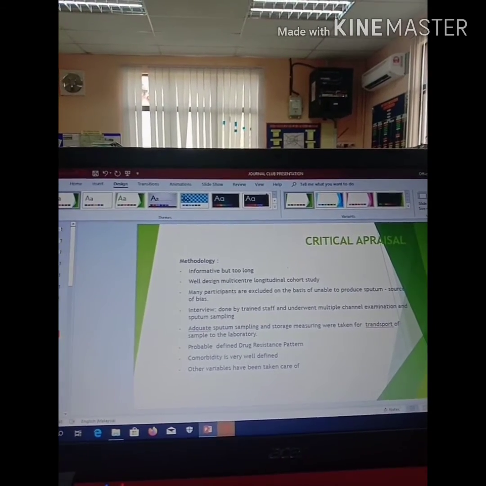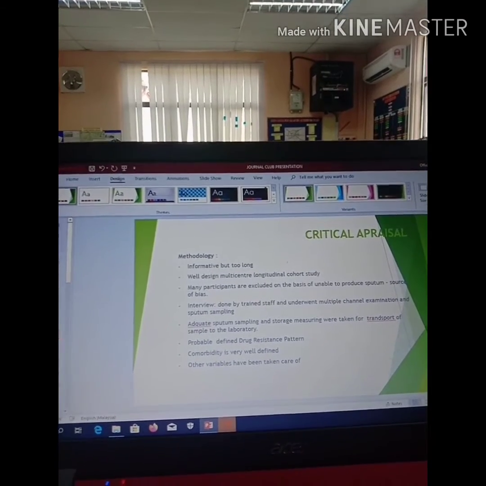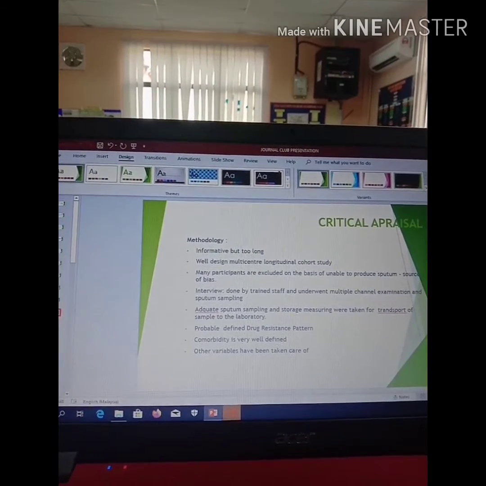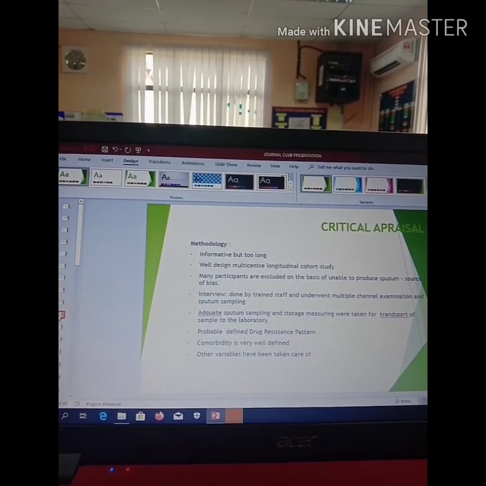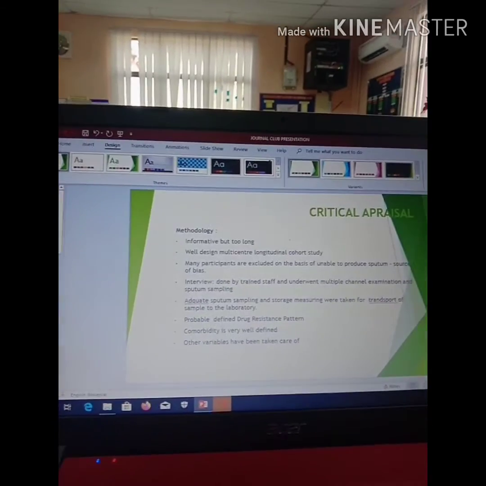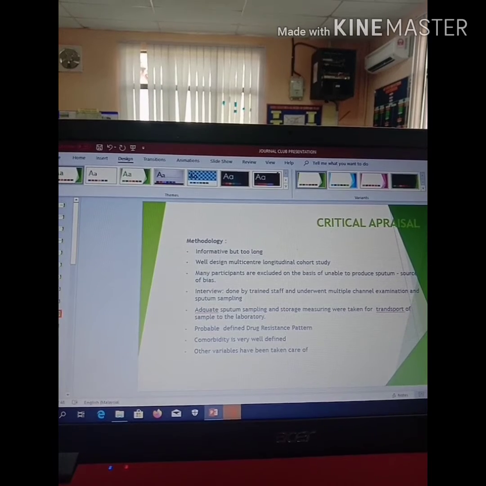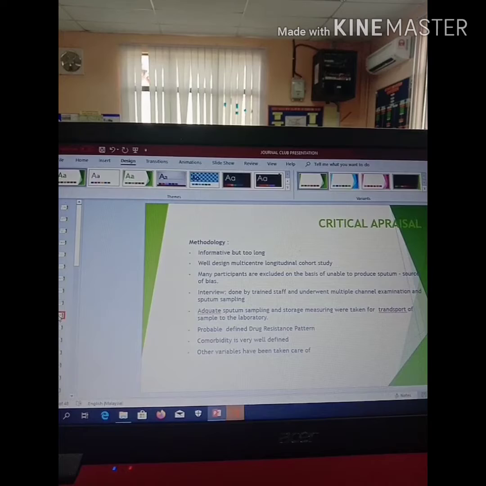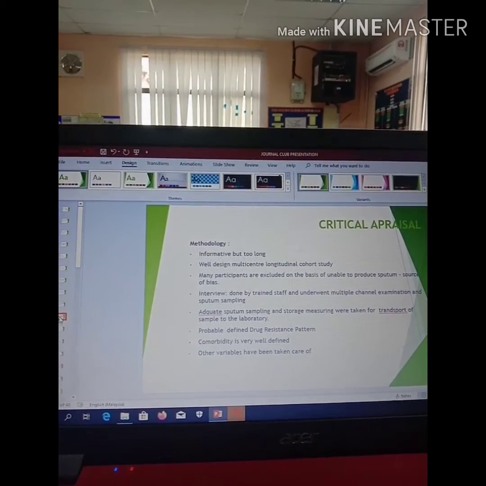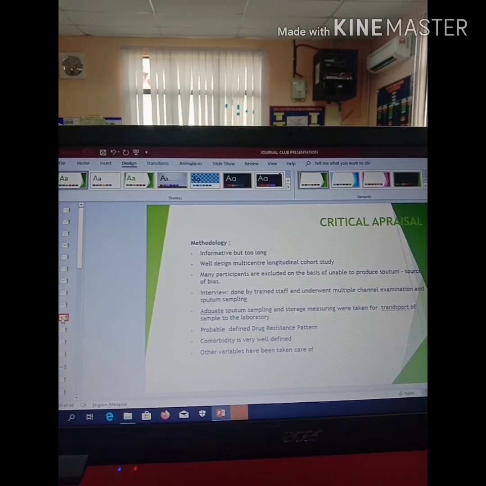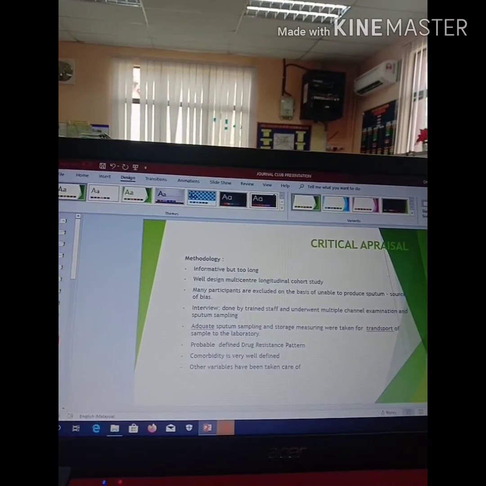Critical appraisal for methodology: informative but too long, and many participants are excluded on the basis of being unable to produce sputum, which is a source of bias. The interview was done by trained staff, who also did the clinical examination and sputum sampling. Adequate sputum sampling and storage measures were taken for transport of samples to the lab. The drug resistance pattern and comorbidity are very well defined, and the other variables have been taken care of.